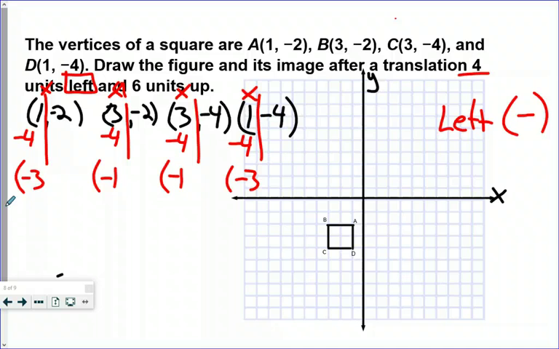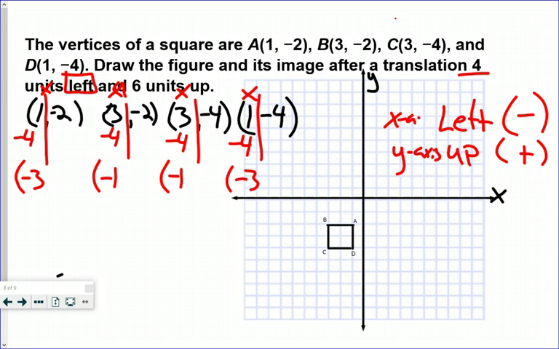The last one that we have to do is translate it 6 units up. Now, up means positive, and this would be on the y-axis. Remember, this was x-axis for the other one. Okay, so that means that for all our y values, we are going to add 6. Add 6, add 6, and add 6. And then we go through the steps in solving those, and that's going to give us our new coordinates.